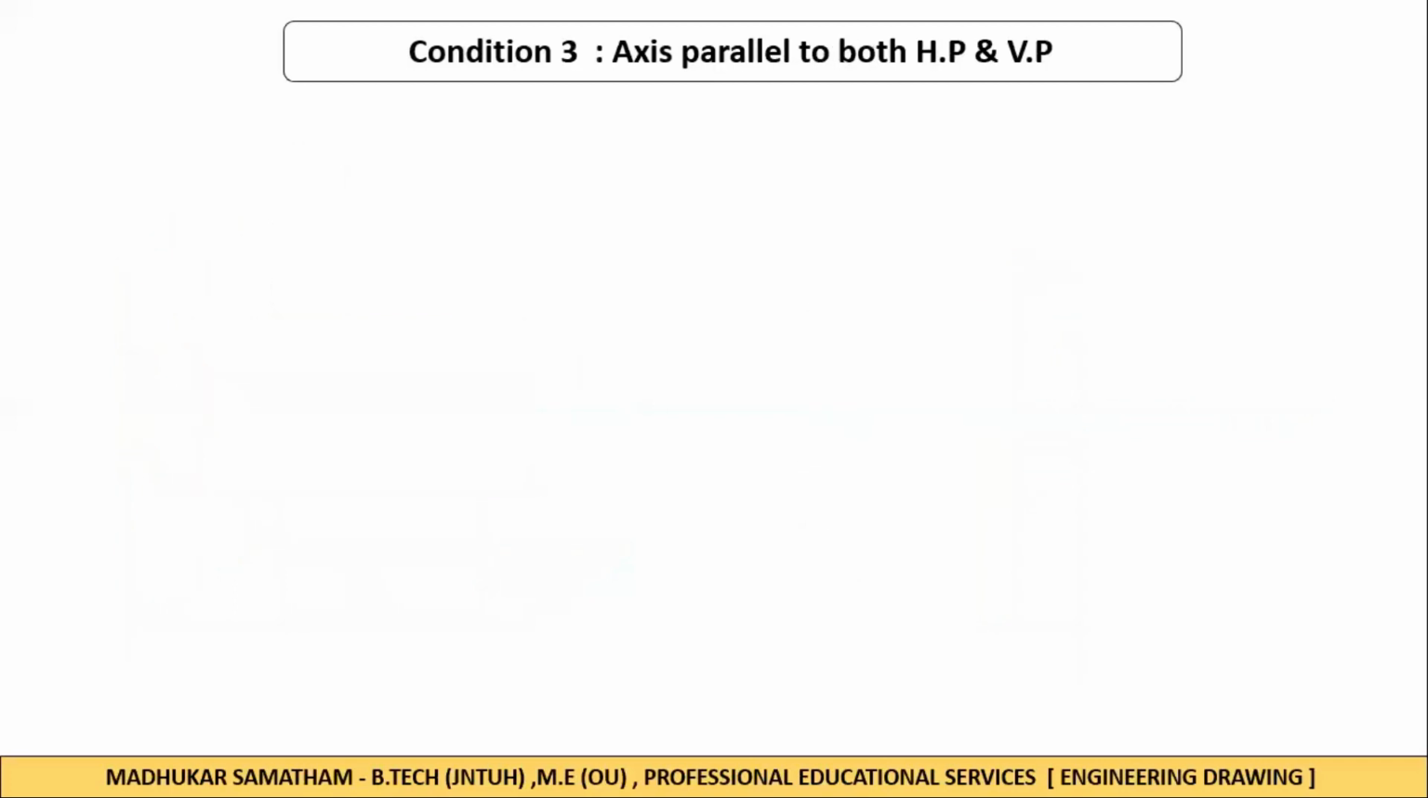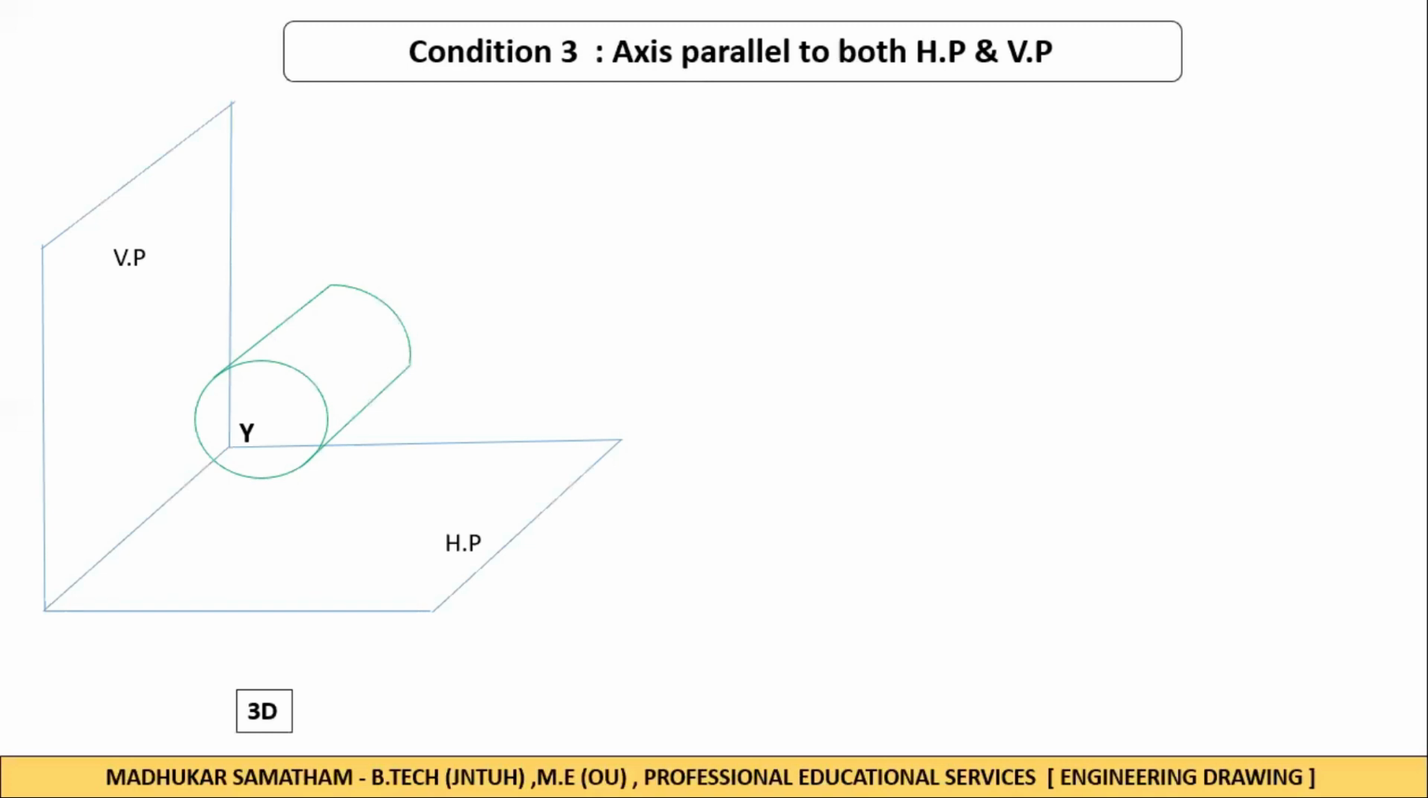Next we go to condition 3, axis parallel to both HP and VP. This is one of the most confusing conditions in the projection of solids. Many students get confused about how a solid can be parallel to both the horizontal and vertical planes. Using the diagram, you can be clear how the solid will be placed. We can see on the screen that the solid is placed in such a way that the axis is parallel to both VP and HP. Now we will see how the front view and top view of this solid will look.